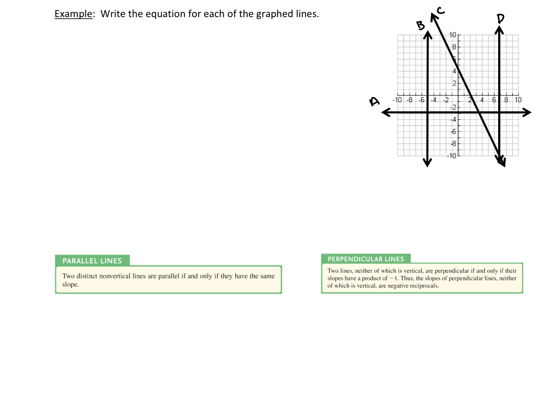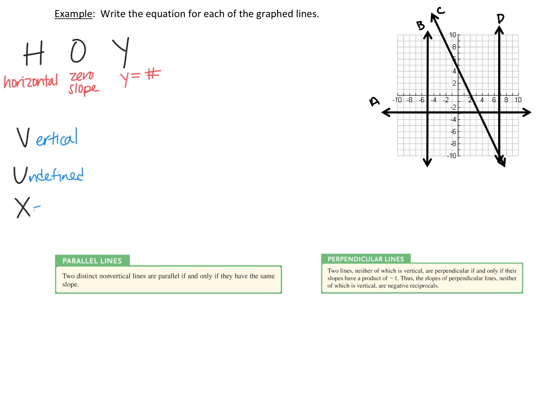Okay, so if you want to write this down, it's probably helpful for you. It'll be on the wall for a while, but horizontal lines have a slope of 0, and our y equals a number, not a hashtag, a number, okay? Vertical lines are undefined. Uh-oh. And our x equals a number.